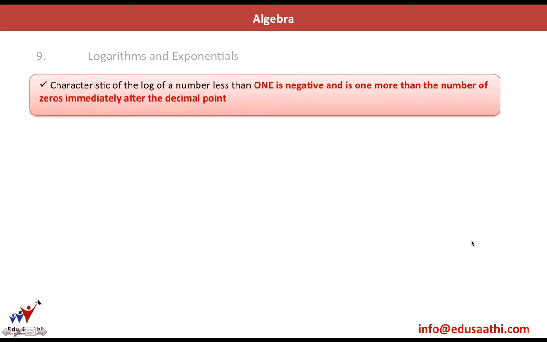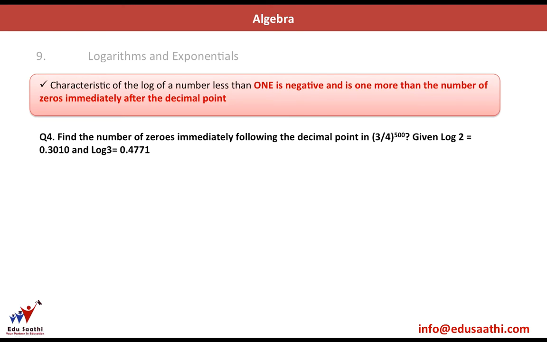Let's look at another question based upon a similar concept. Find the number of zeros immediately following the decimal point in (3/4) raised to power 500, given the values of log 2 and log 3. Again, I'll start by taking the log of this number. Log of this number raised to power 500. So it will be 500 into log 3 minus log 4.